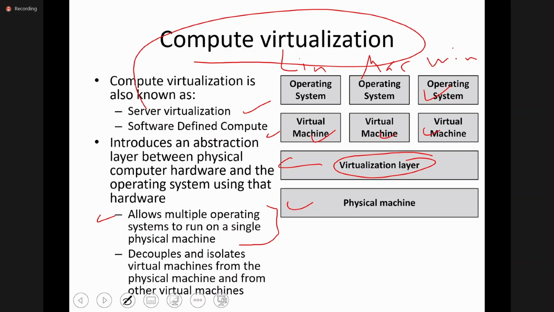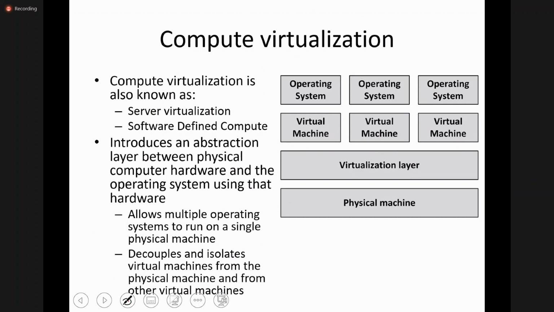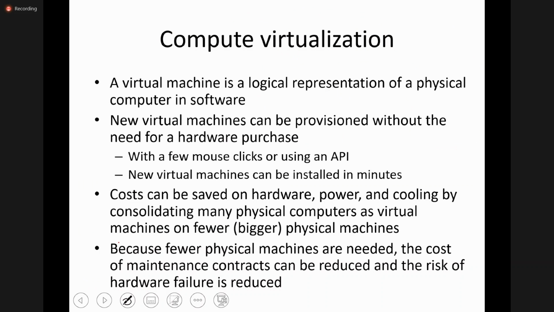It allows multiple operating systems to run on a single physical machine. It also decouples and isolates virtual machines from the physical machine and from other virtual machines. So this is alone, isolated. There is no link between this one and this one and this one. So this is the benefit of compute virtualization. And we'll see a YouTube sketch that explains how it looks, and we'll continue, inshallah, after this slide.